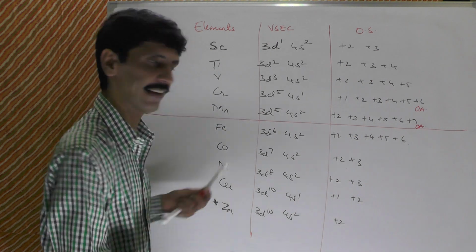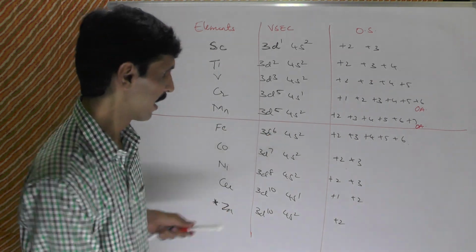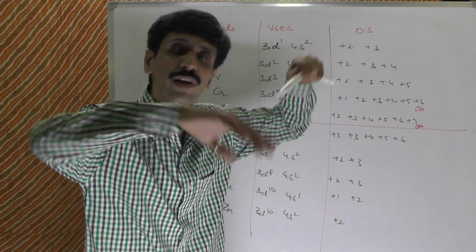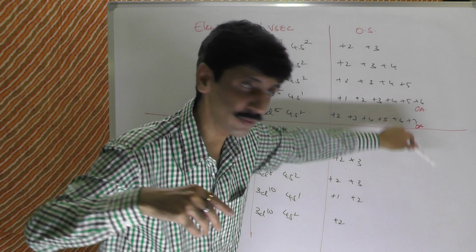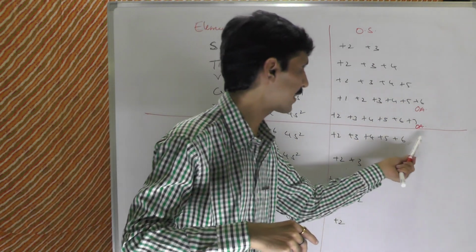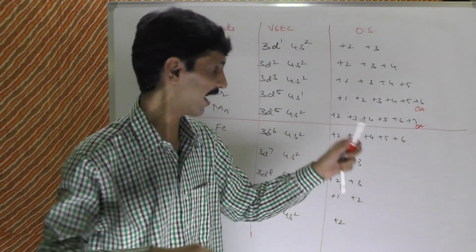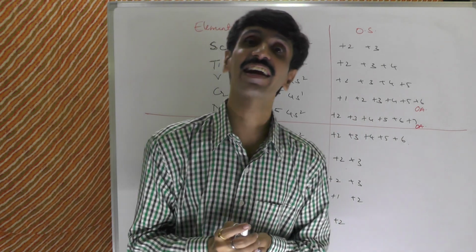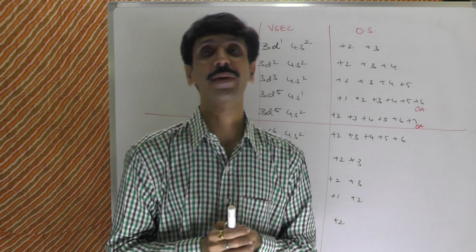Fe, Co, Ni, Cu. Now what happens is, we have +2, +3, +4, +5, +6. We should be expecting, if this trend continued, +8 here, +9 here, +10 here. Such oxidation states should have come, but they are not coming, friends. No, it is not coming up.